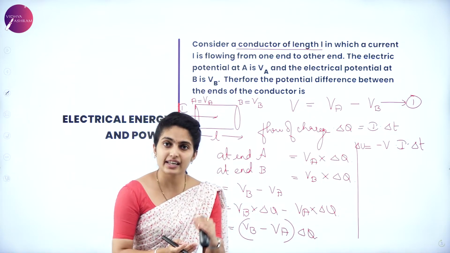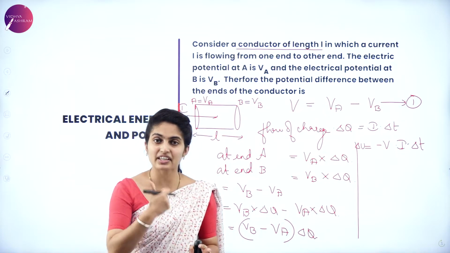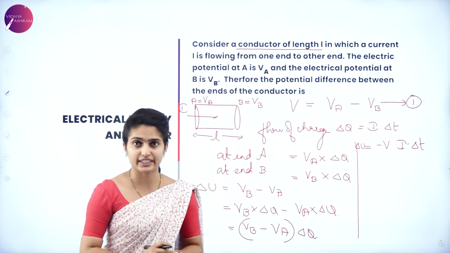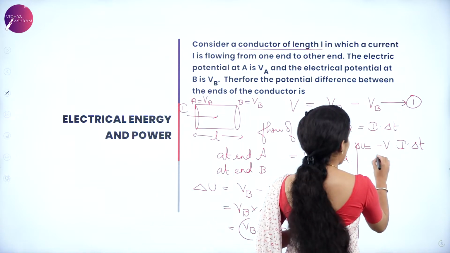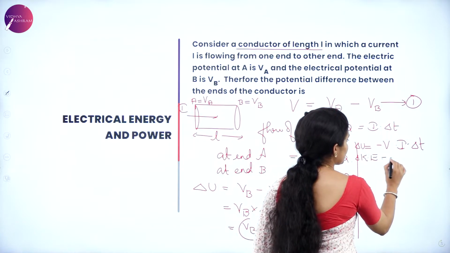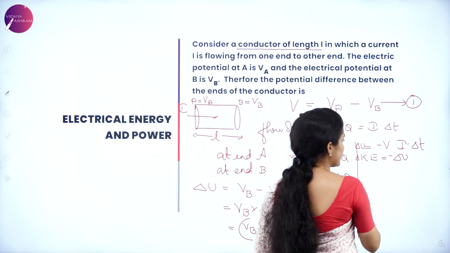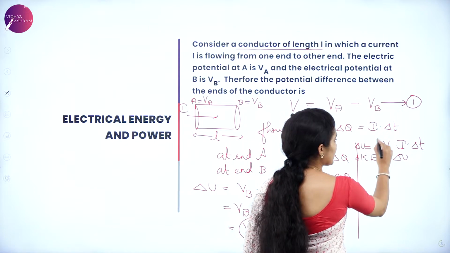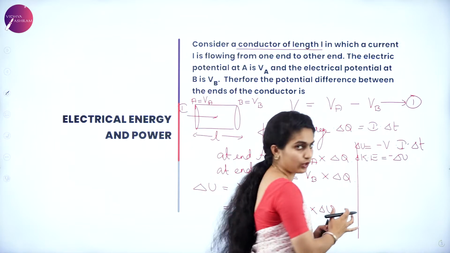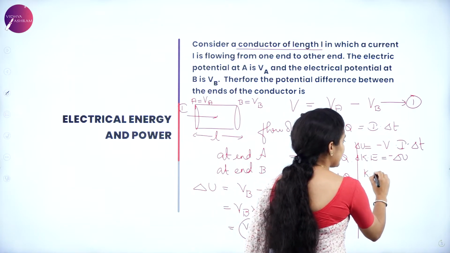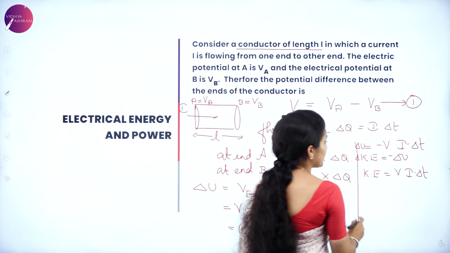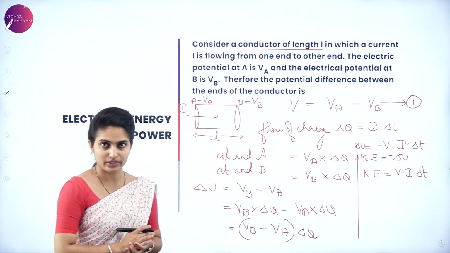That means a decrease in potential energy is nothing but an increase in kinetic energy. Always, potential energy acts opposite to kinetic energy. So I can write that since the change in kinetic energy is equal to minus delta U, when you equate it, minus into minus becomes plus. So kinetic energy is equal to V into I into delta T. So we have this much of the concept with us now.